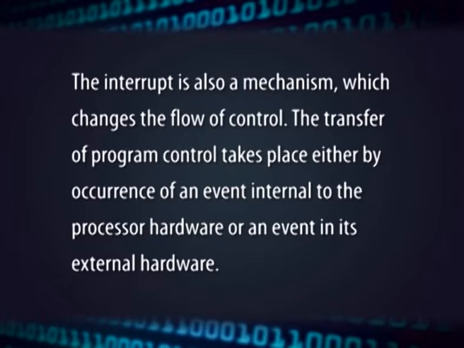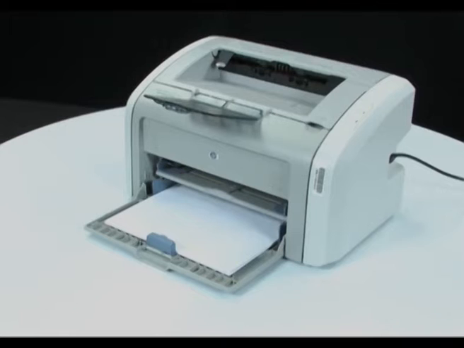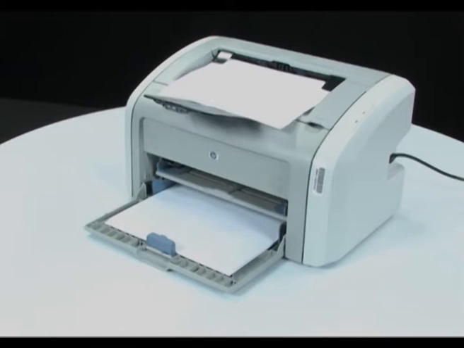The transfer of the program control takes place either by occurrence of an event internal to the processor hardware or an event in its external hardware. For example, when an external device like a printer finishes the printing of the pages sent earlier, it makes the request for sending the new pages through an interrupt.